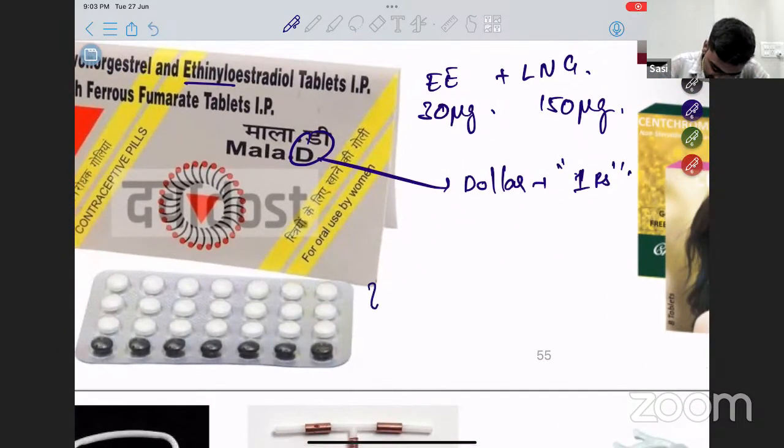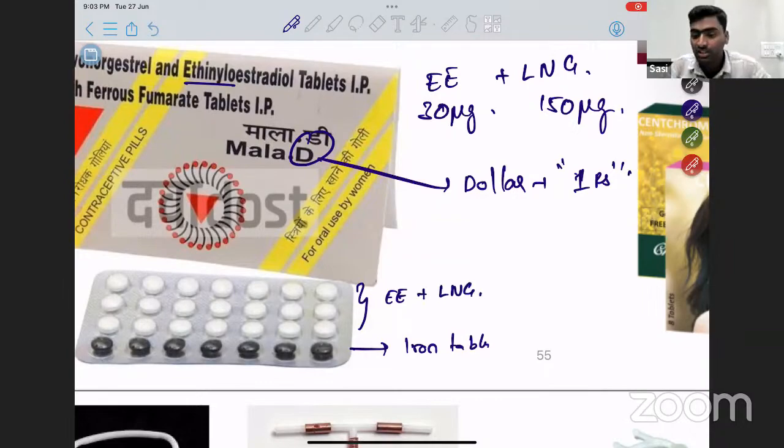And this is how these tablets look like. In these contraceptive pills, 3 of them contain these hormones, and 1 will be having iron tablets, and this will be having the ethinyl estradiol along with the levonorgestrel. Just remember these 2 things. Fine, this is what you need to remember.